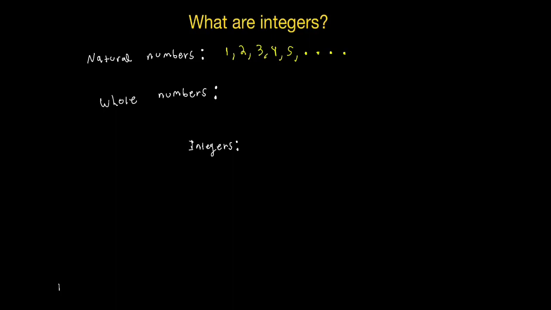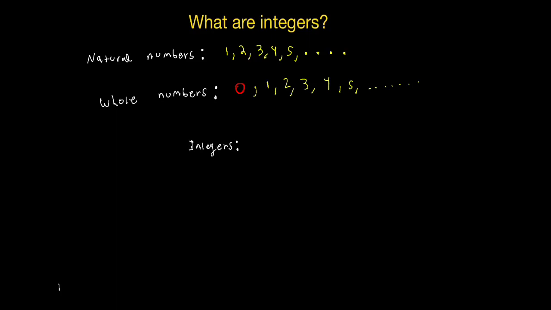Now, when we talk about whole numbers, basically, we just add a 0 into the mix. So now we would have 0, and then we would have 1, 2, 3, 4, 5, and so on. Now for integers, we take it one step further. We use all of the whole numbers, and we use negative numbers as well.